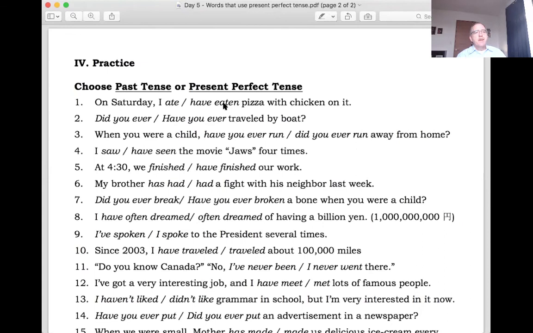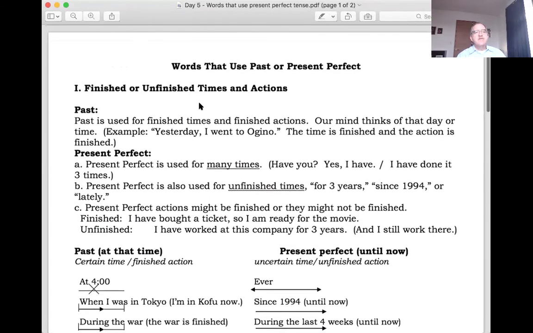Let's look. Right here, finished and unfinished times and actions. Past, this means past tense. Past tense is used for finished times and finished actions. Our mind thinks of that day or time. For example, yesterday I went to Ogino. Okay, the time is finished and the action is finished, and I'm thinking of a story. My mind travels to that time, okay?